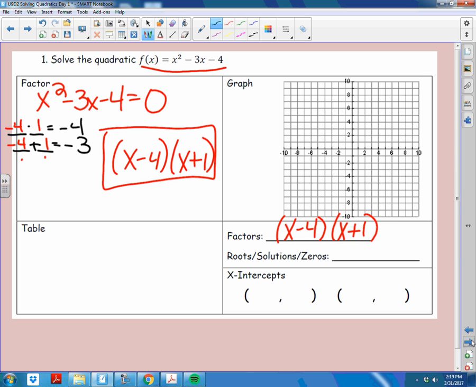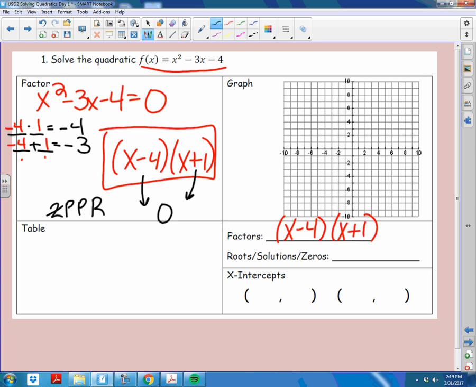Now, in order to find the solutions to the quadratic, we are going to use the zero product property rule. We're going to use that zero product property rule, and we're going to find the values of x that make both of those 0. It's the zero product property rule.